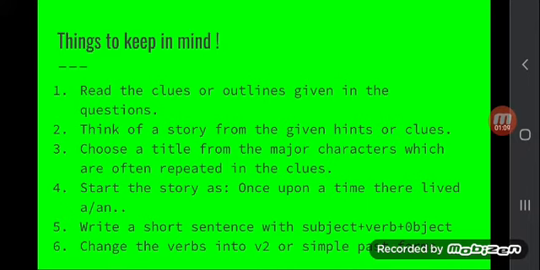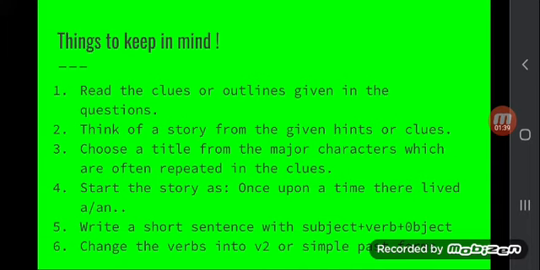Read the clues or outlines given in the questions. Okay. When you get the question, read the clues or outlines. You will find some gaps, okay, between the words. You have to fill in the blanks. But many students just fill in the blanks. That is not enough. You have to write something. Okay, so first of all, read the clues or outlines, hints which are given there.